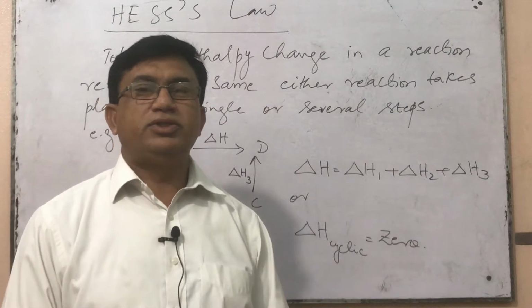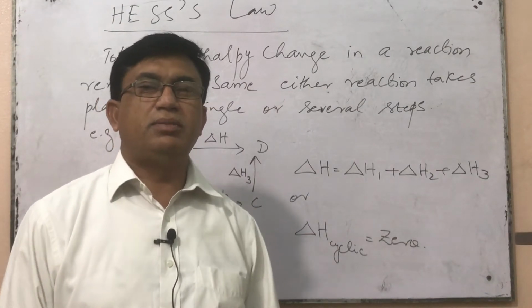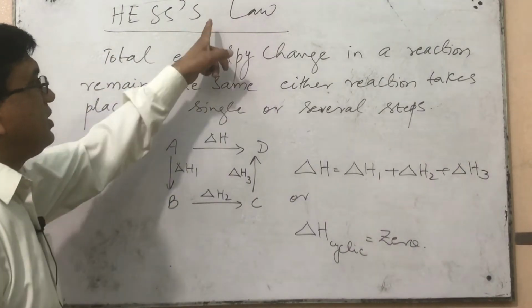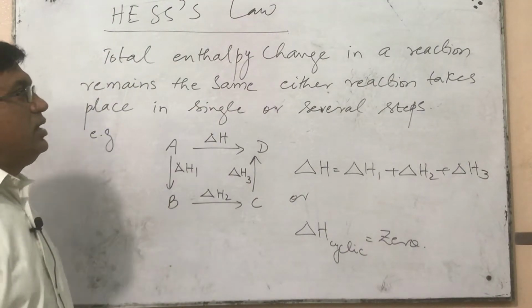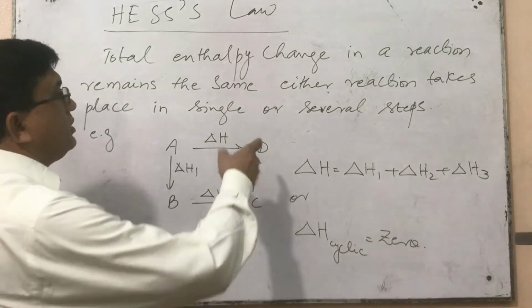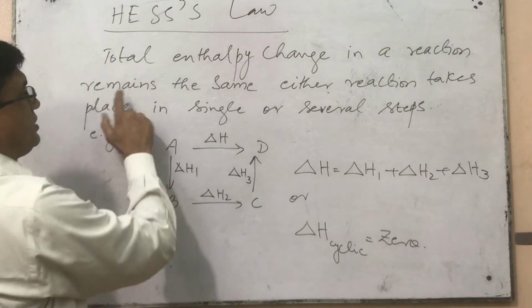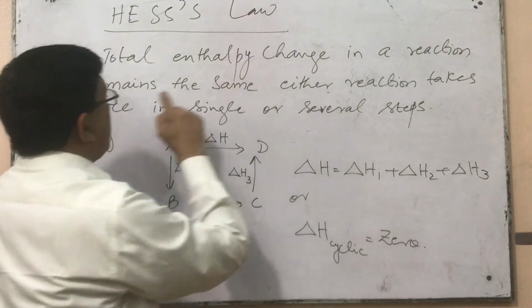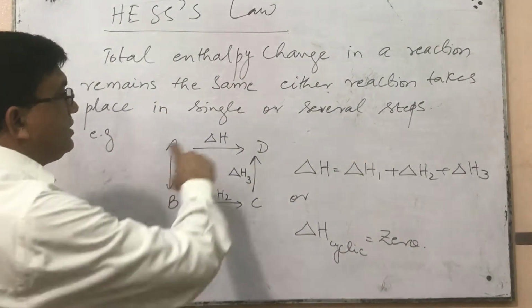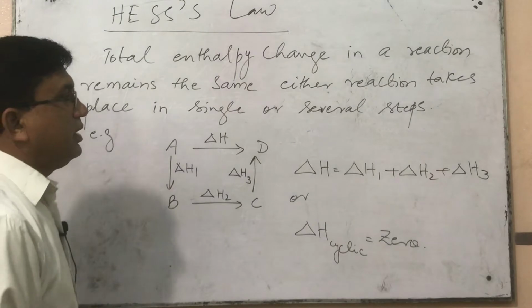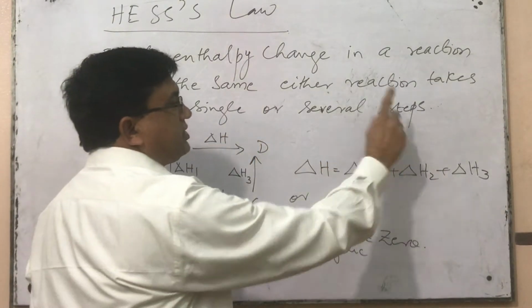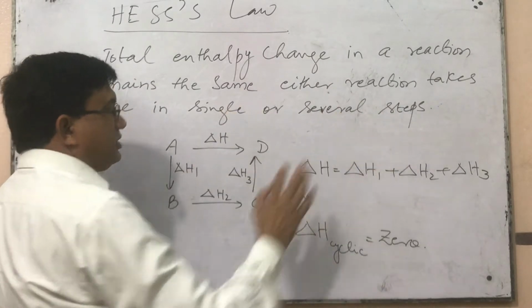Hello, our today's topic for the A-level chemistry 9701 is Hess's law. Hess's law is an important law in case of enthalpy changes. This law states that total enthalpy change in a chemical reaction remains the same, either a reaction takes place in single or several steps.